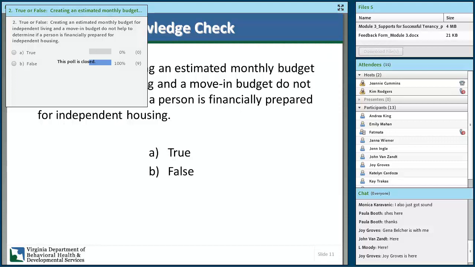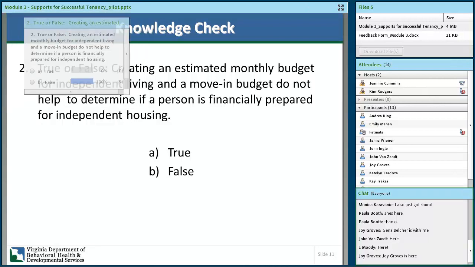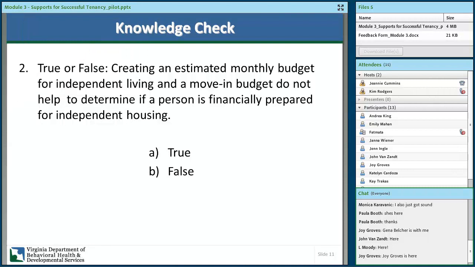All right, Kim, when you're ready, you can close that poll. Excellent. Nice job, folks. The correct answer is B, false. Creating an estimated monthly budget for independent living and a move-in budget does help determine if a person is financially prepared for independent housing.